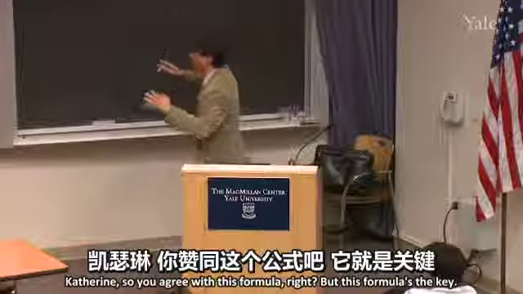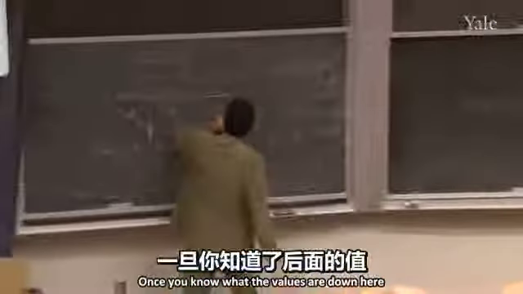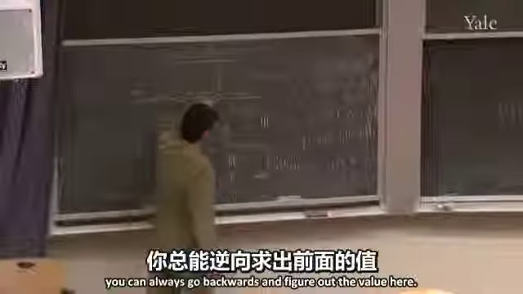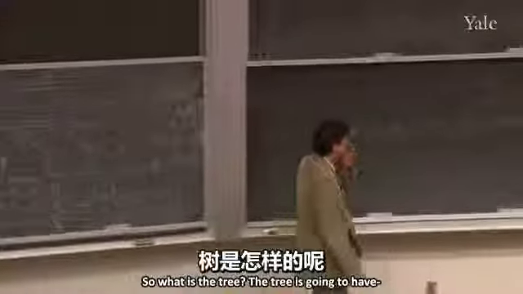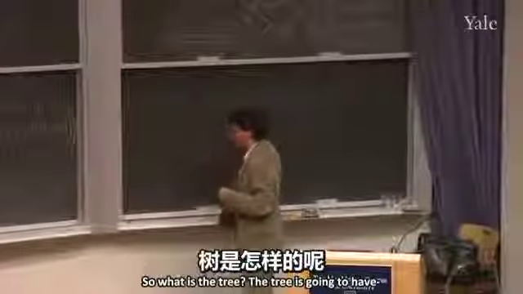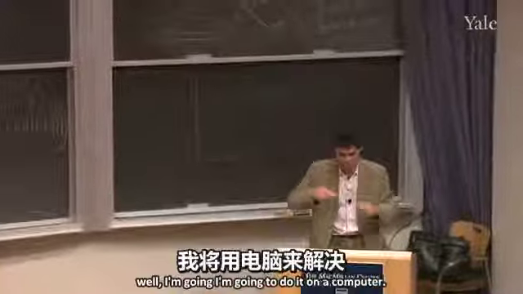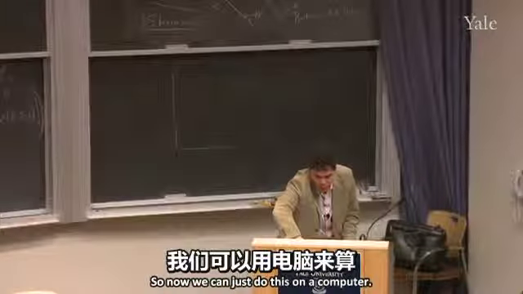Okay, but this formula is the key. It's just like our tree. Once you know what the values are down here, you can always go backwards and figure out the value here. So what is the tree? The tree is going to have, well, I'm going to draw it on a computer. So now we can just do this on a computer.